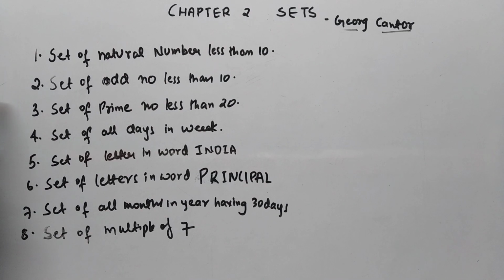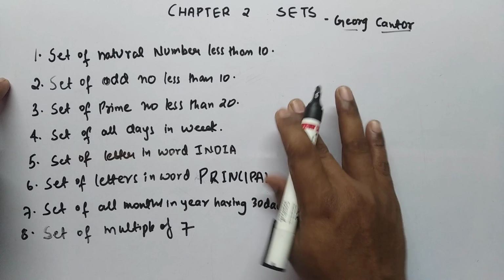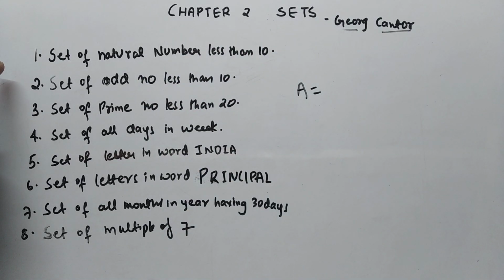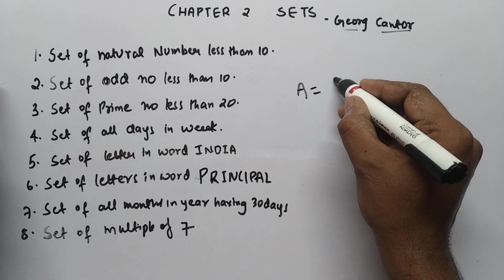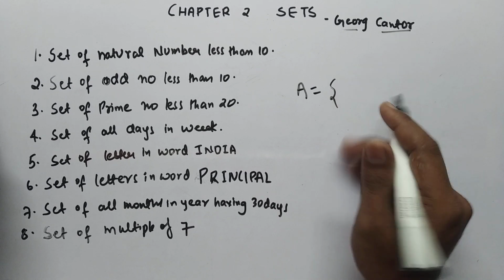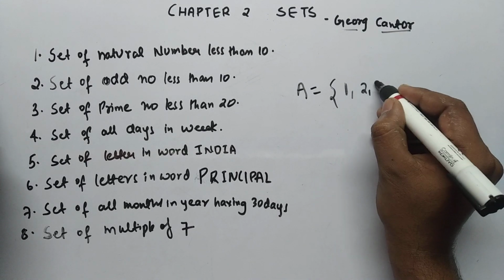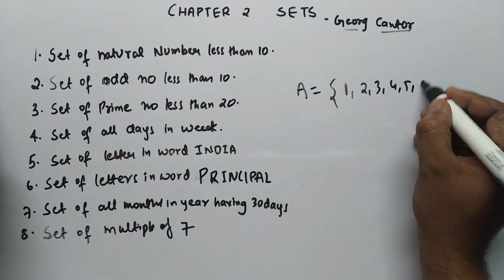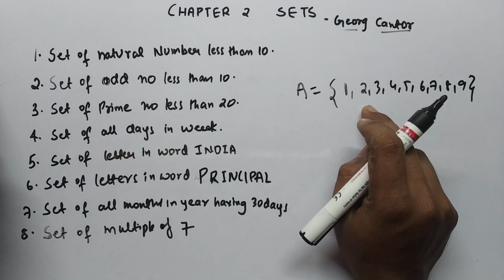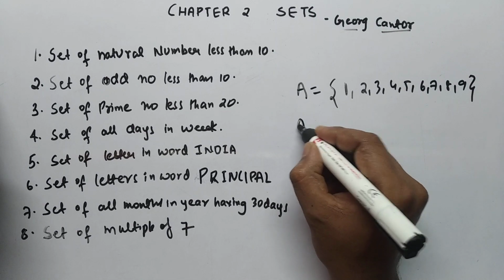The first question is asking for the set of all the natural numbers less than 10. We'll represent the set as A. Let me write it in roster form. In roster form we write the curly braces and then the elements: 1, 2, 3, 4, 5, 6, 7, 8, 9. These are the natural numbers which are less than 10. This is written in the roster form.